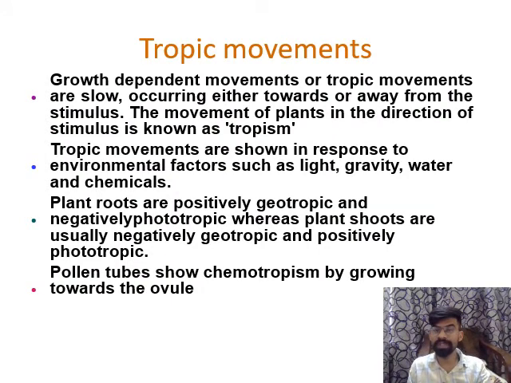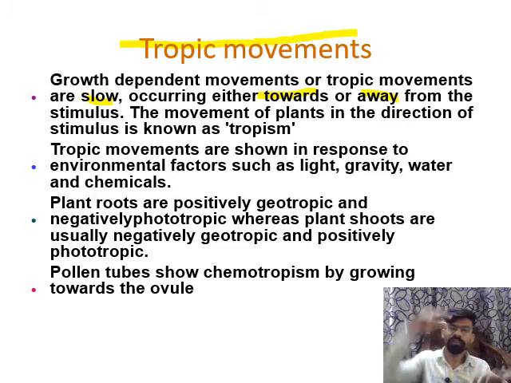Now these are some growth dependent movements, and these movements are known as tropic movements. So growth dependent or tropic movements are slow. In the previous slide, when we just touched the leaf, it closed suddenly. So nastic movements are fast, but tropic movements are very slow, and the tropic movement will occur either towards or away from the stimulus.